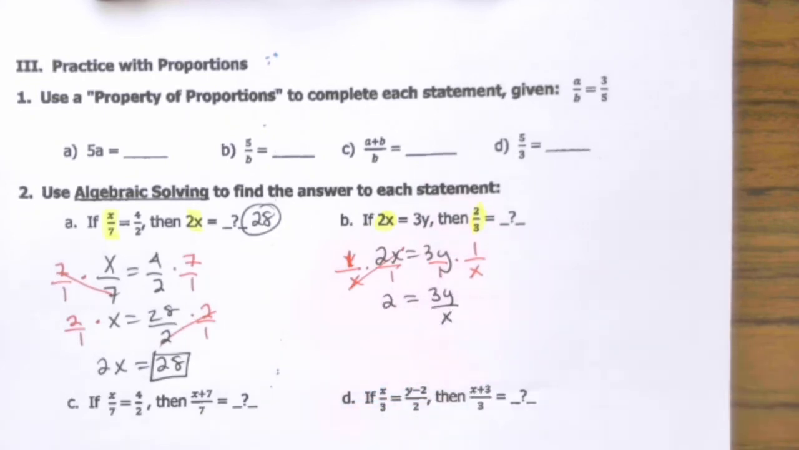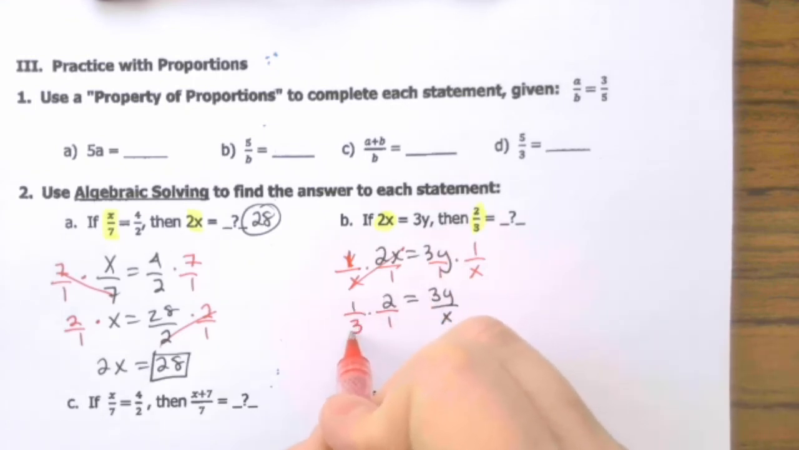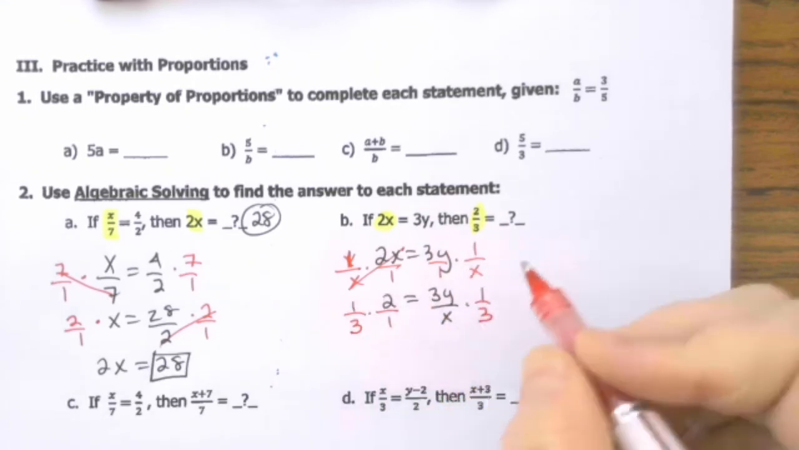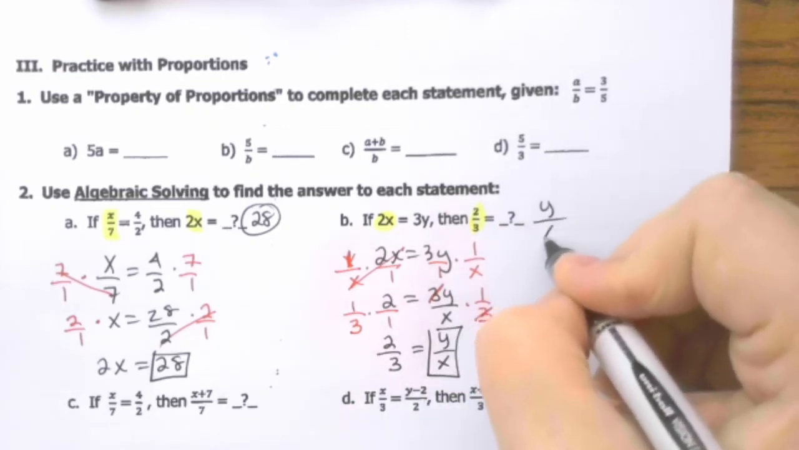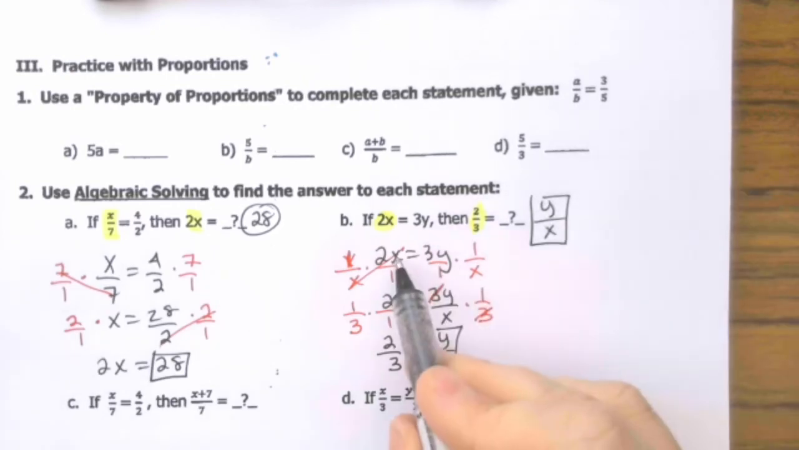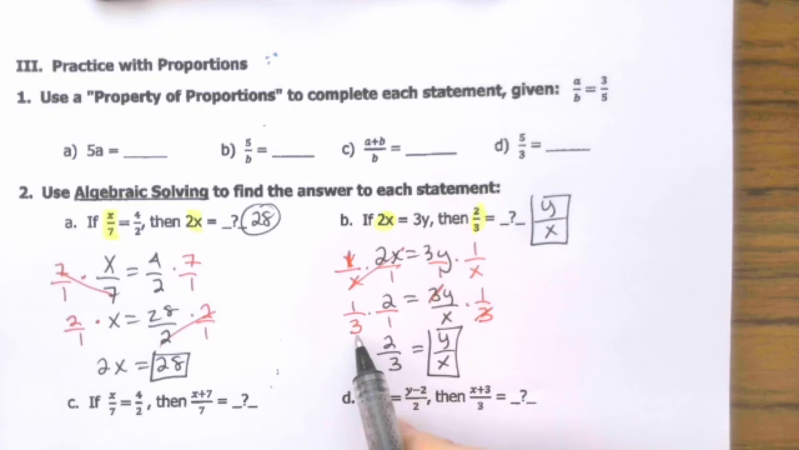And then I need there to be a 3 on the bottom, so I'm going to multiply by 1 over 3, which actually causes those 3's to cancel. Now I have 2 over 3 equals y over x, y over x being your answer. So I took out what I didn't want, took out the x with the reciprocal. I put in what I needed by multiplying by 1 over 3 on the bottom.